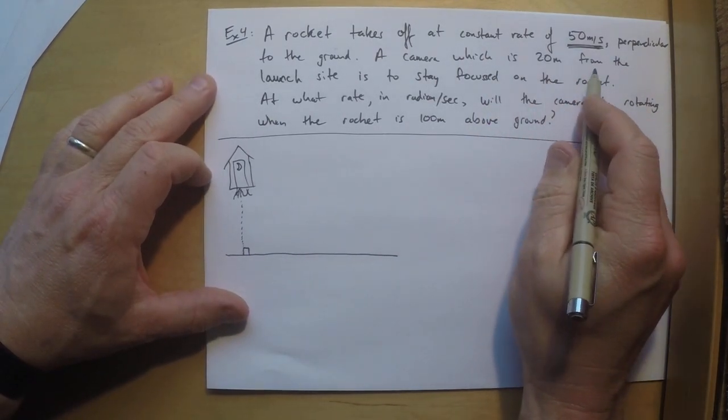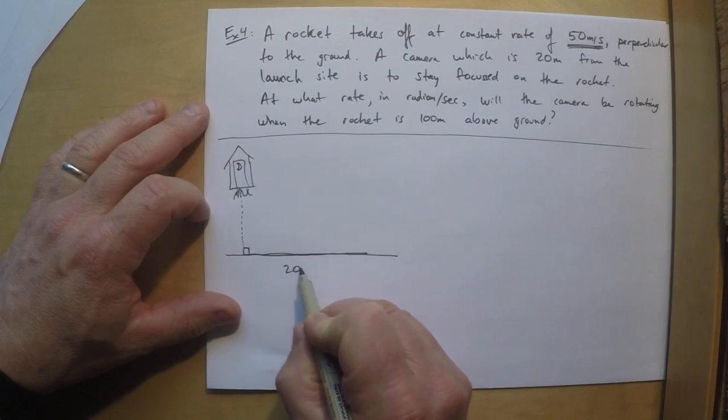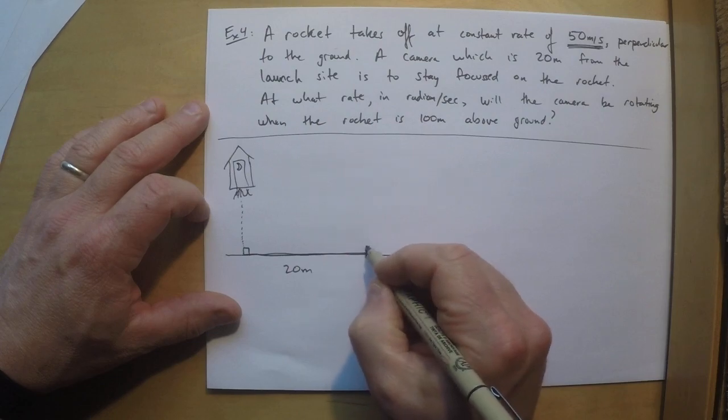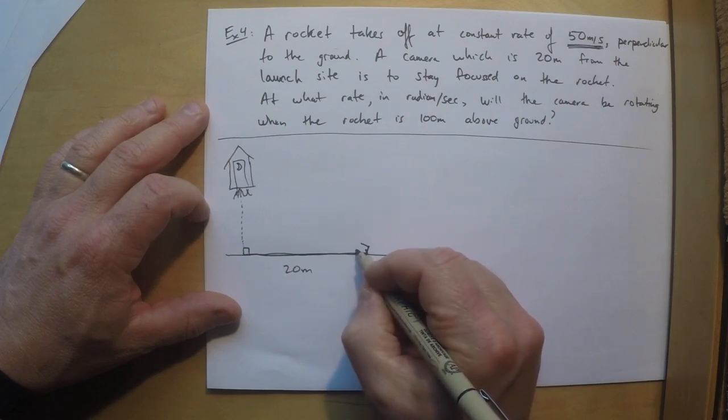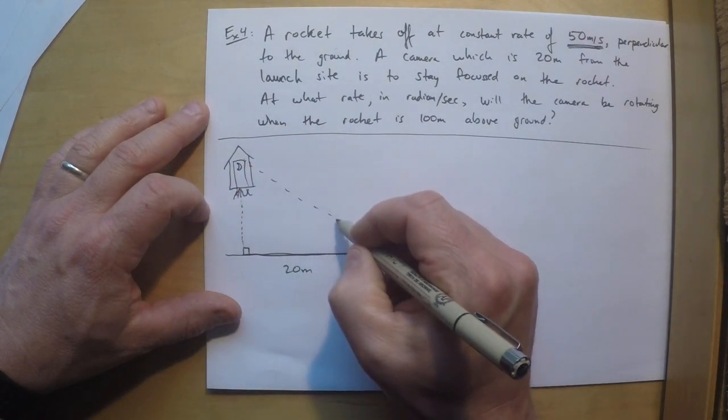A camera which is 20 meters from the launch site. So we're assuming the ground is flat. This is 20 meters, and that's always 20 meters. You've got a camera here that's filming the rocket.